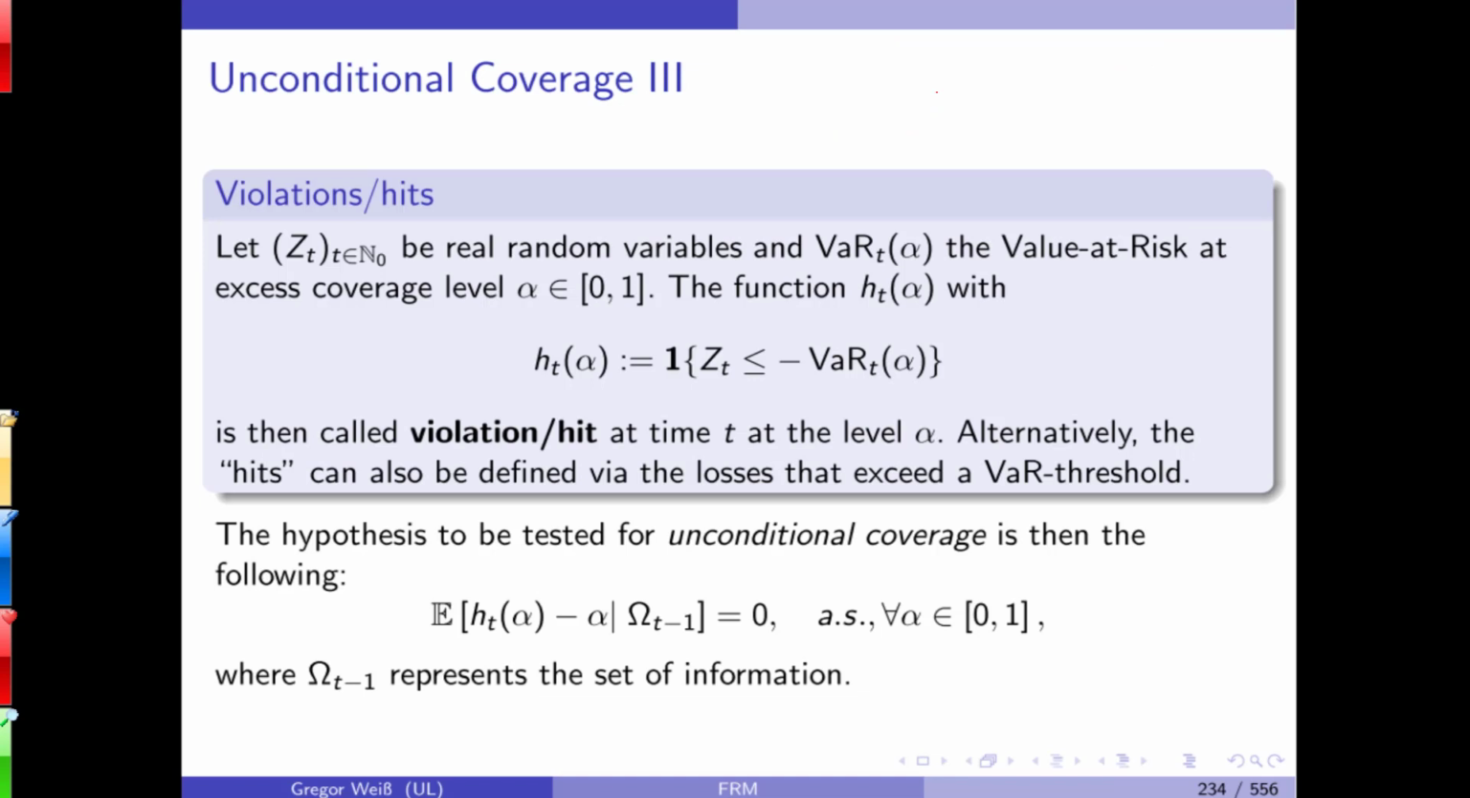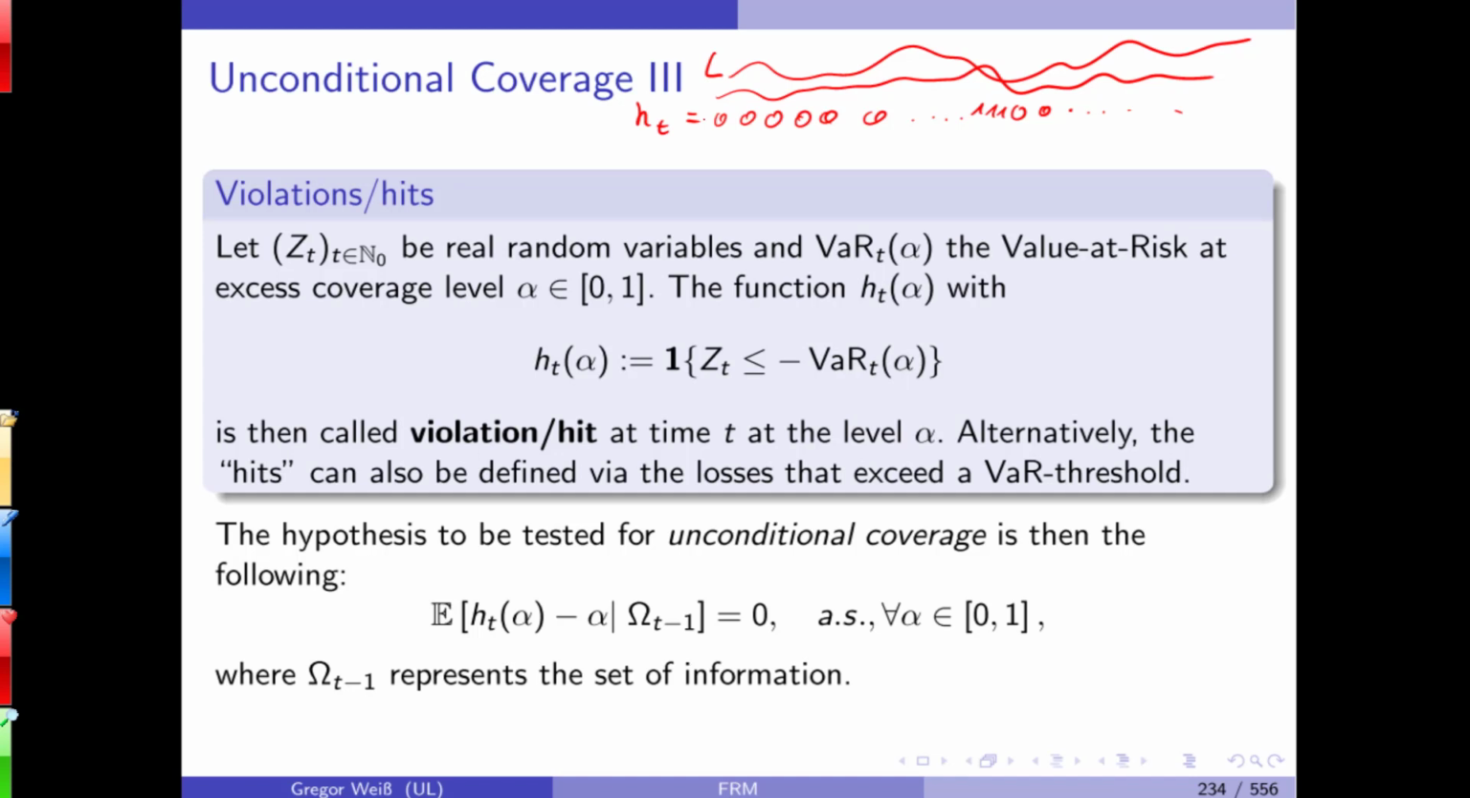Very simple example. It looks complicated, but it's actually quite simple. Let z_t be a real random variable or a set of real random variables, and VaR_t be the value at risk at coverage level alpha between 0 and 1. Then we define the function h_t by the indicator function, an indicator variable for z_t smaller or equal than minus VaR, meaning that h_t is 1 if we have a hit, it's 0 otherwise. And that's what I showed you here. If these are your losses and this is your value at risk, we have 0, 0, 0, 0, 0, 0, 1, 1, 1, 0, 0, 0, and so on. And this is h_t. h_t is 1 if you have a hit, if your VaR is exceeded, it's 0 otherwise.